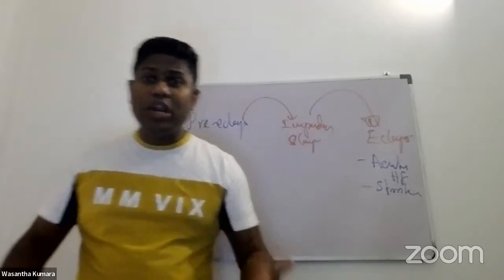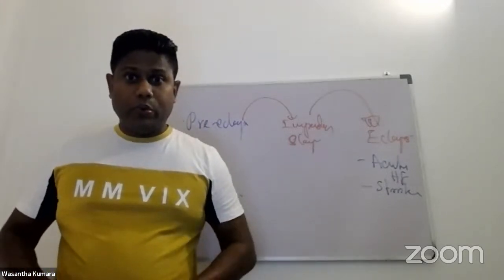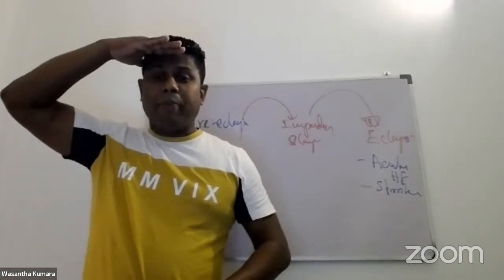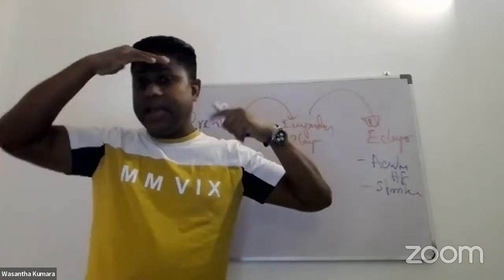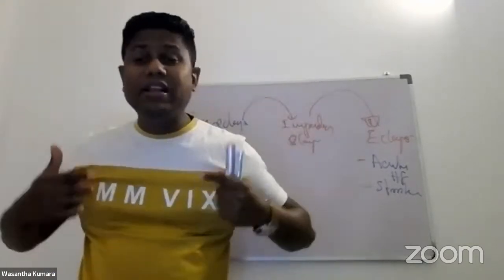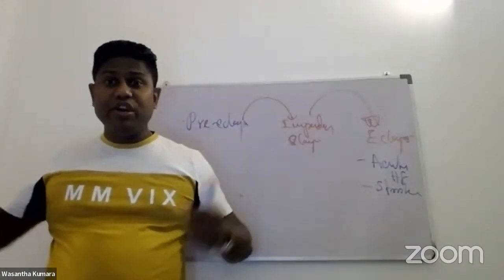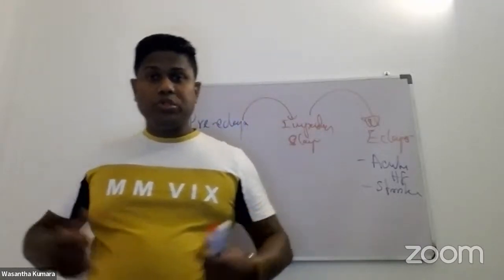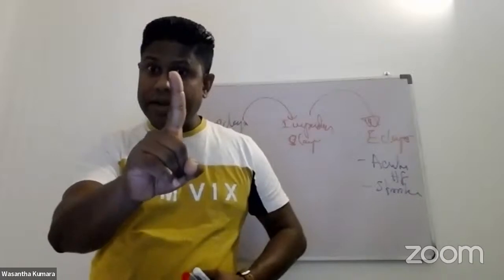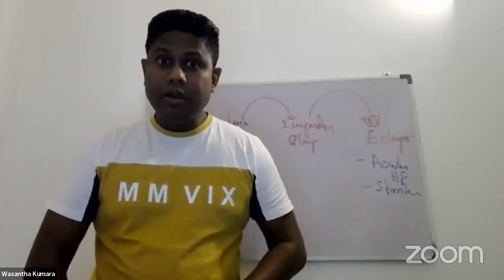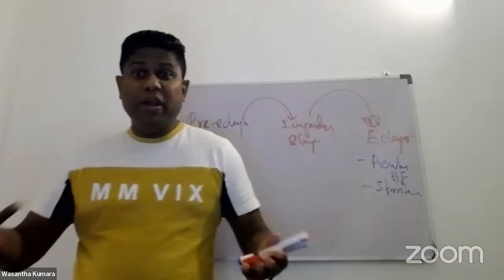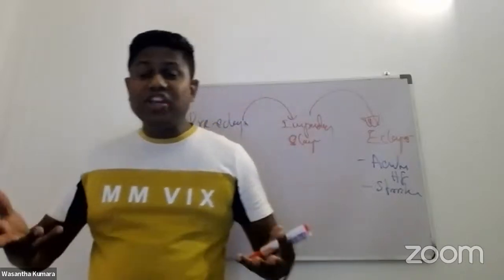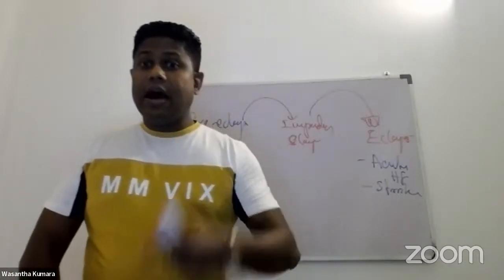What are these impending features? Start from the top. Headache, maybe in the frontal area. Visual disturbances like blurring of vision, flashes, floaters, double vision, those things. Double vision, blurring of vision, flashes and floaters, all of these are visual disturbances.